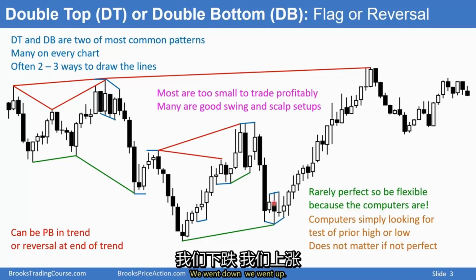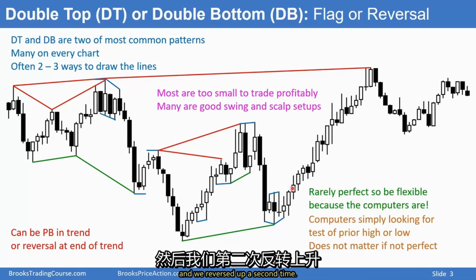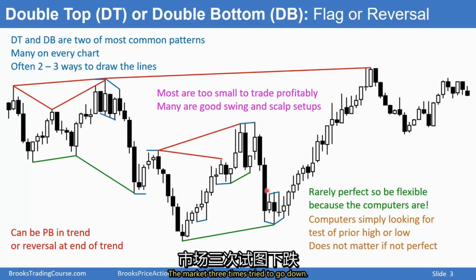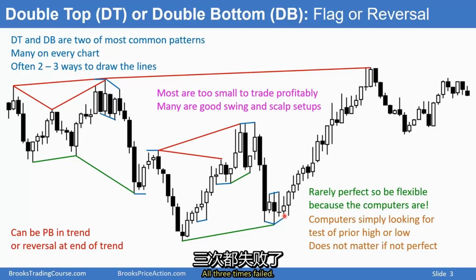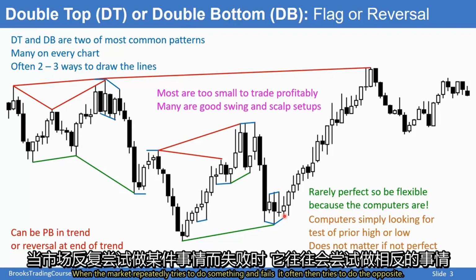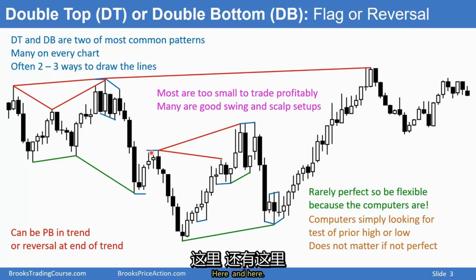Another micro double bottom. We went down, we went up. On this bar, we also went down again, a little bit more down on the next bar, and we reversed up a second time. The market 3 times tried to go down, here, here, and then from this high to this low. All 3 times failed. When the market repeatedly tries to do something and fails, it often then tries to do the opposite. Here we tried to go to a new low, here, and here. Twice failed, did the opposite.